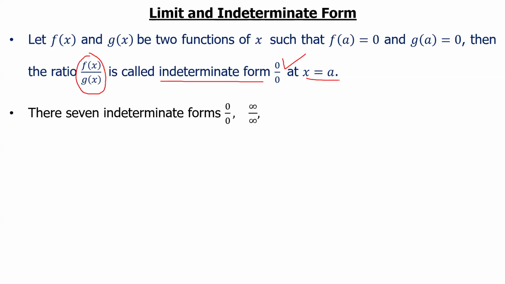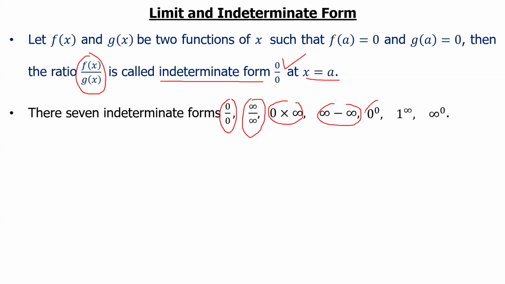There are 7 indeterminate forms. Example: 0 by 0, infinity by infinity, 0 into infinity, infinity minus infinity, 0 to the power 0, 1 to the power infinity, and infinity to the power 0. These are the 7 indeterminate forms in case of limit.